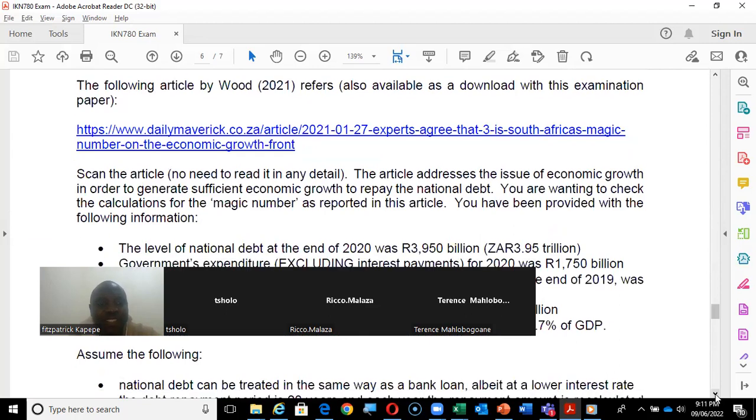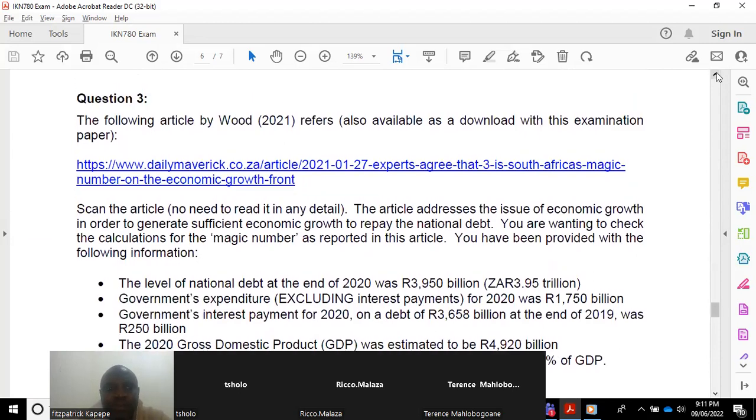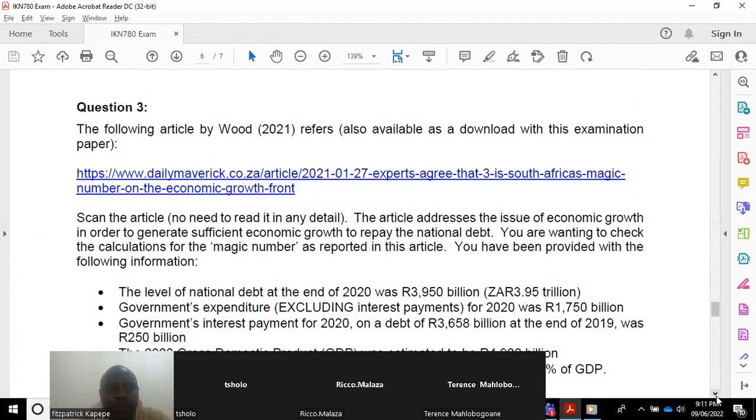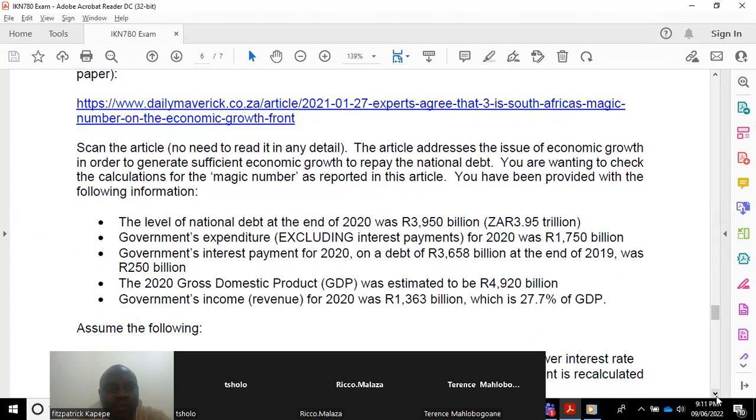Oh, I'm not an economist, but let's give it a try. The following article by Wood 2021 is also available as a download with this examination paper. Scan the article, no need to read it in any detail. The article addresses the issue of economic growth in order to generate sufficient economic growth to repay the national debt.